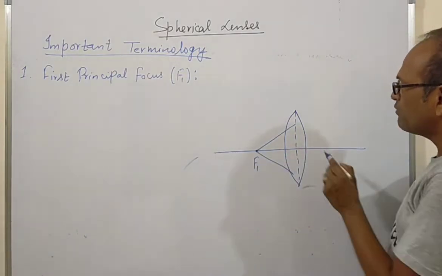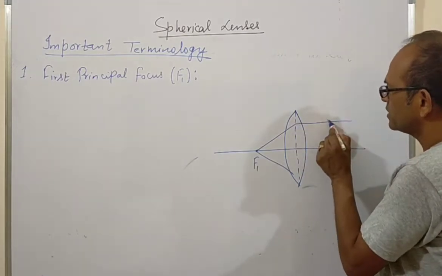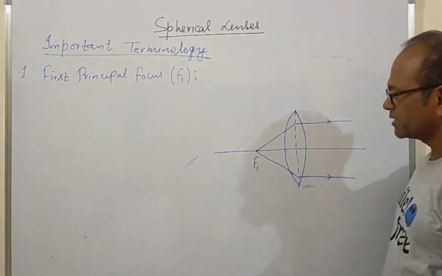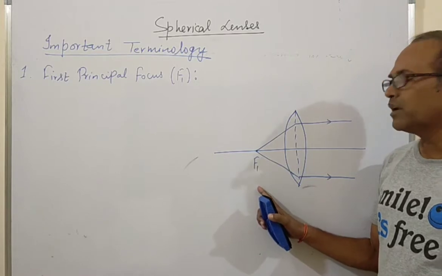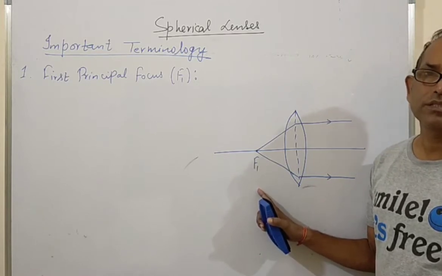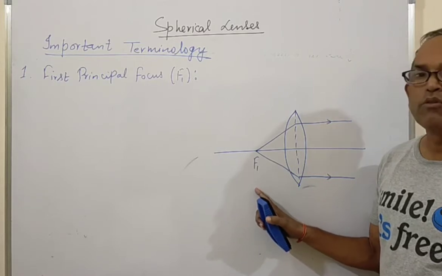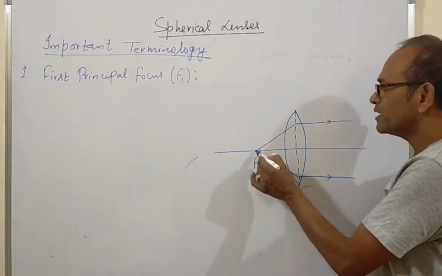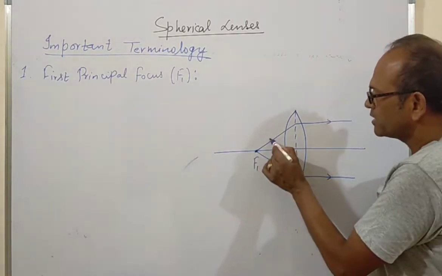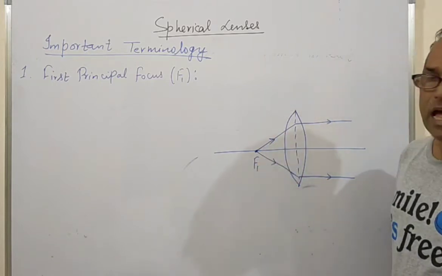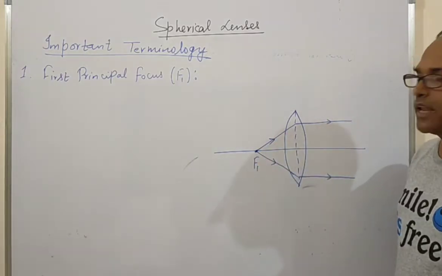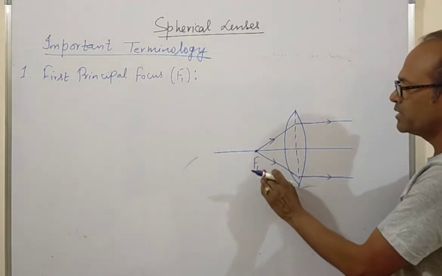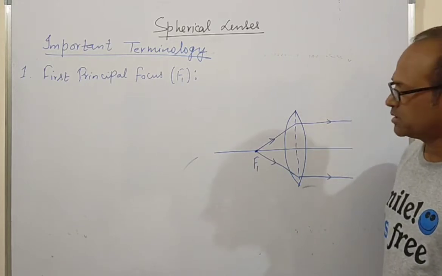So here, okay, now after refraction through the lens, if these rays of light become parallel to the principal axis, then this point is called first principal focus. Okay, first principal focus is the point on the principal axis where if an object is placed, the rays of light coming from the object after refraction through the lens become parallel to the principal axis, then this point is called first principal focus.